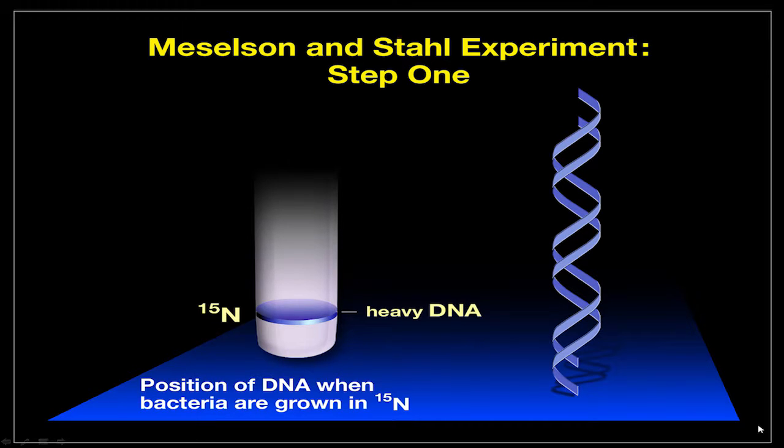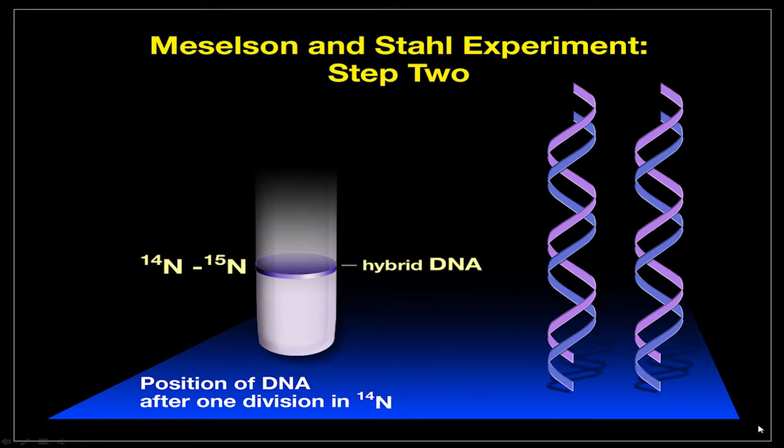So in step 1 of the Meselson and Stahl experiment, as we just said, they grew it on the heavy nitrogen, collected some DNA, always on the heavy nitrogen, spun it down, and they said, there it is. That's the position where fully heavy DNA is going to end up. Then they transferred the bacteria to the 14N containing media. They let them go through a replication cycle, and then they wanted to see what happened, right? And this is the really important part.